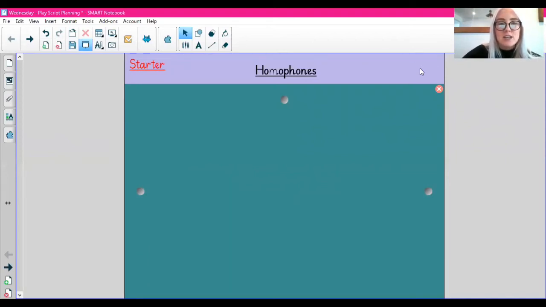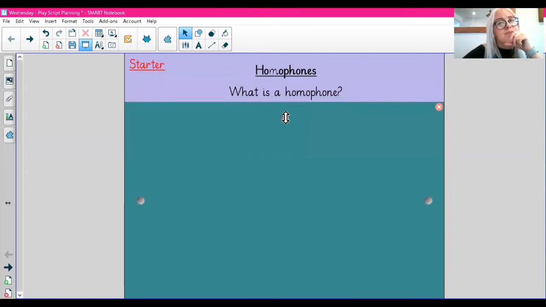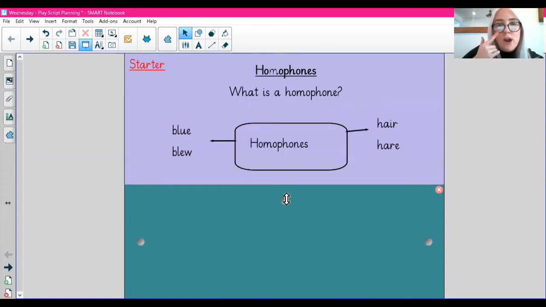Now, as a quick starter today, we're going to be looking at homophones again. What is a homophone? Have a think. We've done this before, so you should be familiar with what it is. Homophones are words that sound the same, but they're spelt differently and have different meanings.